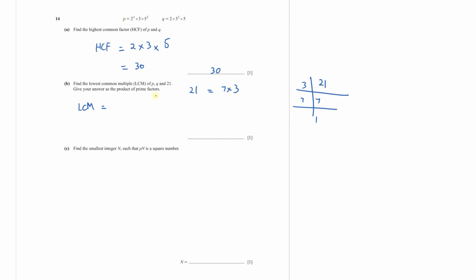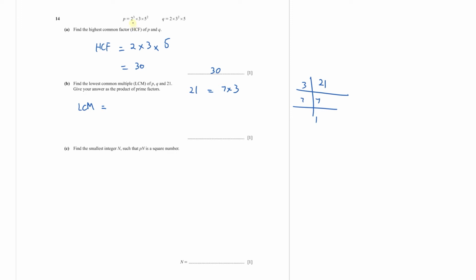Now, what are the prime factors for P, Q, and 21? You have 2, 3, 5. 3 is already there, so 7 as well. So now, similar to how you looked at the lowest power for HCF, for LCM you do the opposite. For LCM, you take the highest power of each prime factor of the numbers that you're calculating the LCM for. So let's first look at the first common factor, which is 2.